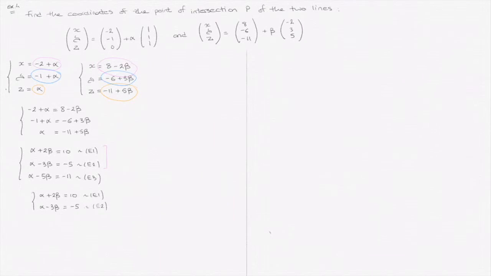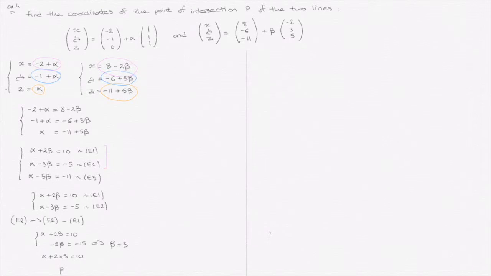Now, to do this, we'll eliminate alpha in the second equation, and we do this by subtracting E1 from E2. So we'll write equation 2 becomes equation 2 minus equation 1, and we write this below. The first equation would be unchanged, alpha plus 2 beta equals 10, and the second equation, if I subtract the first equation from it, alpha minus alpha is 0, and -3 beta minus 2 beta would be -5 beta. On the right-hand side, we would have -5 minus 10, which is -15. And we quickly see that this leads us to beta equals -15 divided by -5, so beta is equal to 3.